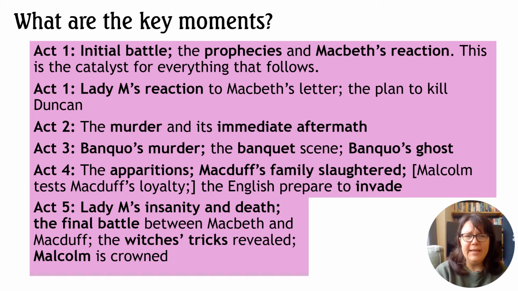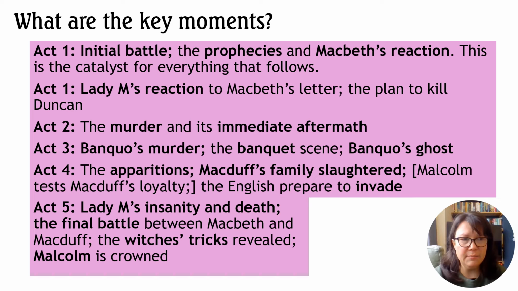Act 4 is a savage act because we are in multiple locations in different countries with enormous numbers of different people. So Act 4 is the apparitions. Then we have Macduff's family being slaughtered. Then we have Macduff himself and Malcolm in England raising an army, and that's the scene where Malcolm tests Macduff's loyalty. Then we have the English preparing to invade, and again lots and lots of things happening in that act that are very relevant for Act 5.